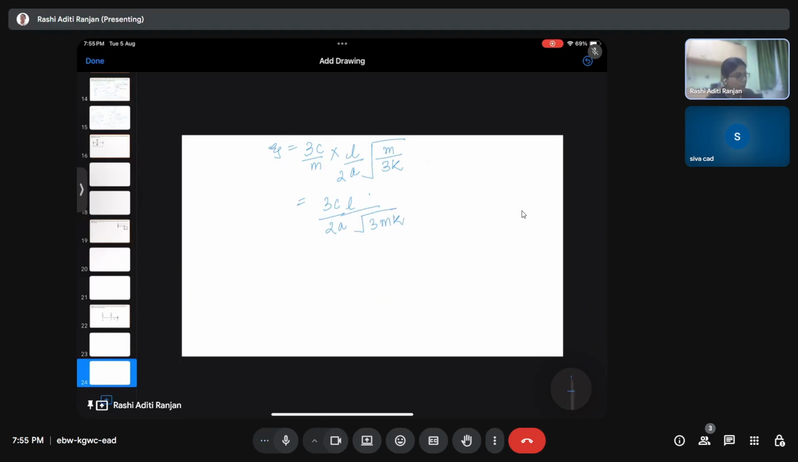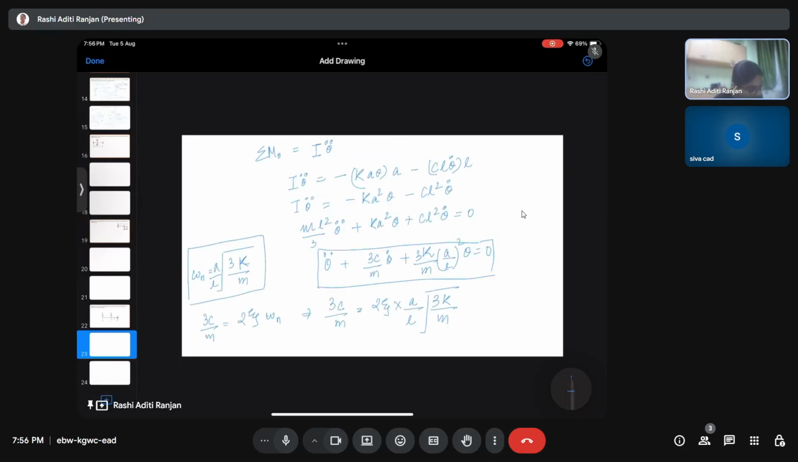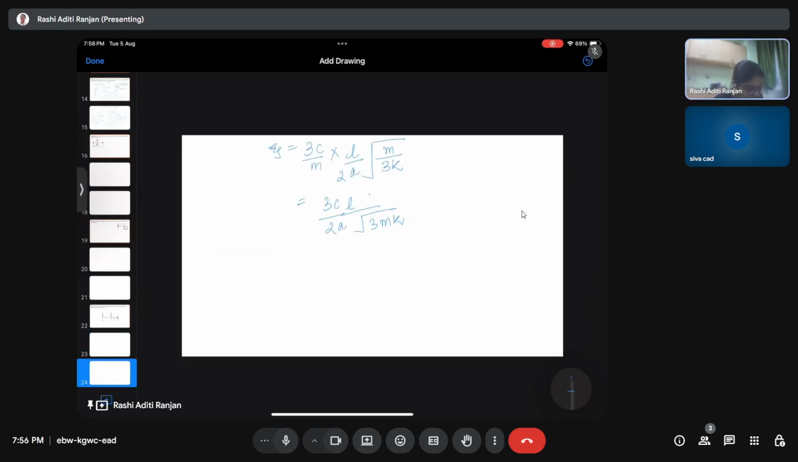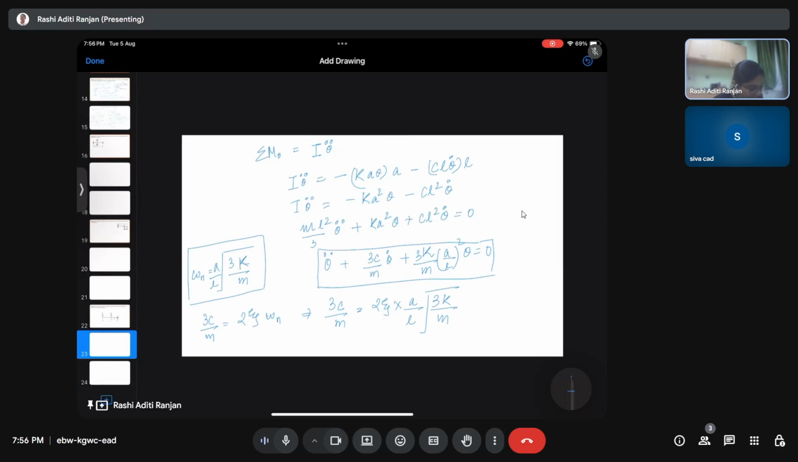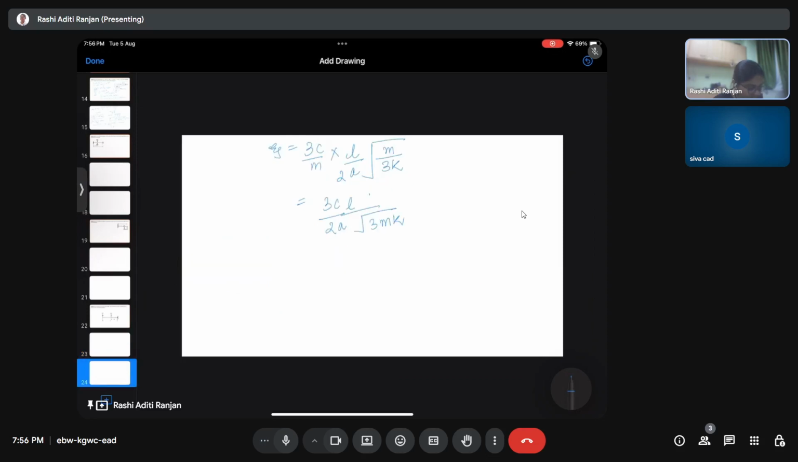So, yeah, let me just check once again. We'll have eta as 3c by 2m, m will get cancelled, l by a. Yeah. So from here, what we can see is that our cc is going to be 2a under root of 3mk by 3l, right?